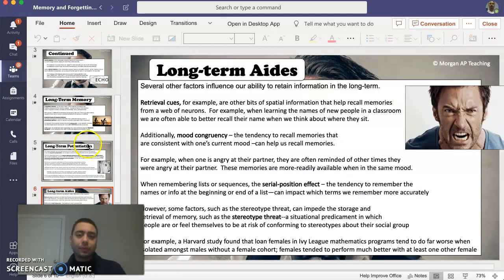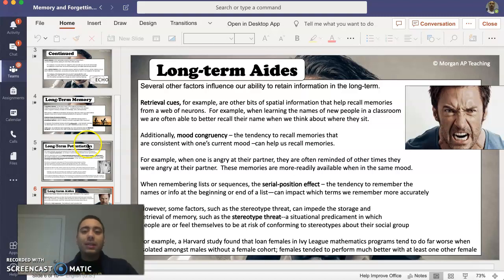Awesome. So now, long-term aids, right? When we talk about the long-term aids and what allows us to retrieve those long-term memories, well, retrieval cues are one thing, right? If you walk into Whataburger and that's where your girlfriend broke up with you, well, you might remember that, hey, my girlfriend broke up with me here. So there are certain retrieval cues that allow us to retrieve certain memories.